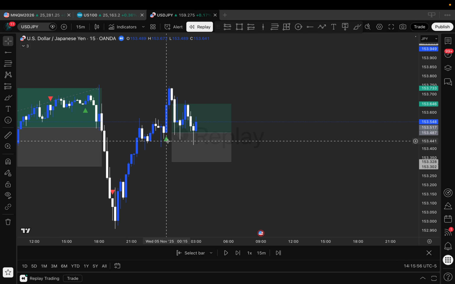So I guess we hit our TP, yeah, in the first candle. In this very candle our TP came. How cool is that? Let's go.